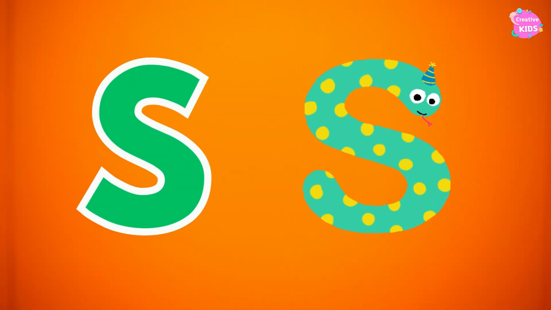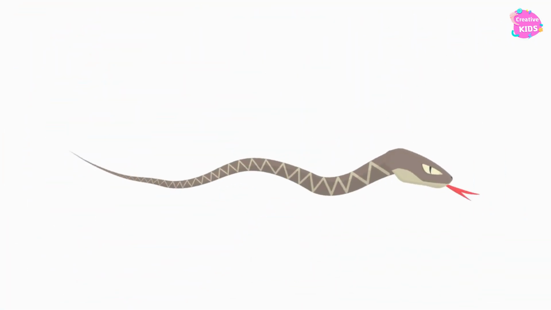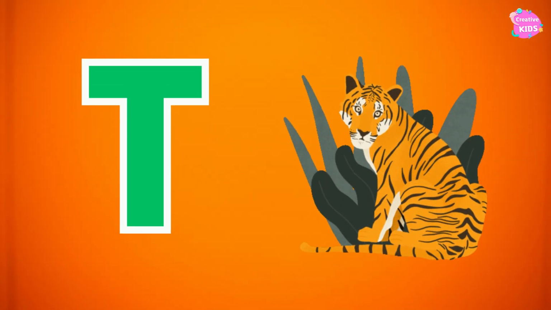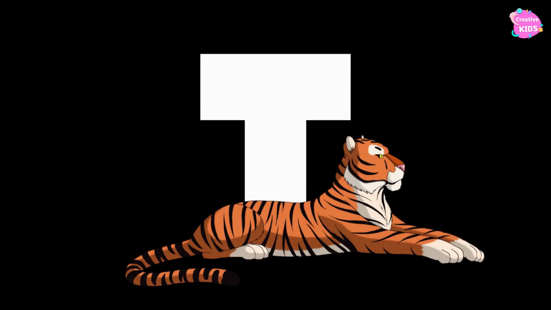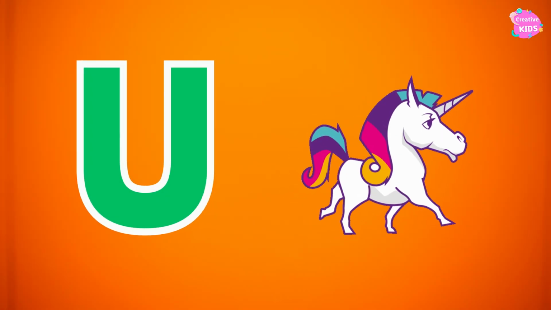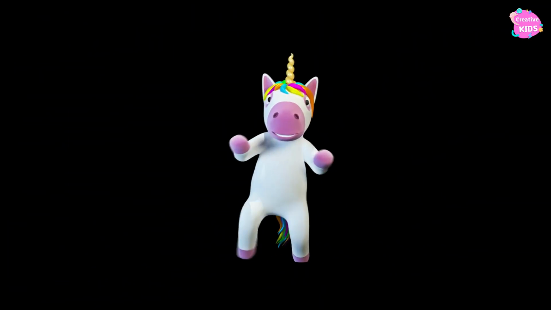S is for snake, snake, snake. S is for snake. T is for tiger, tiger, tiger. T is for tiger. U is for unicorn, unicorn, unicorn.